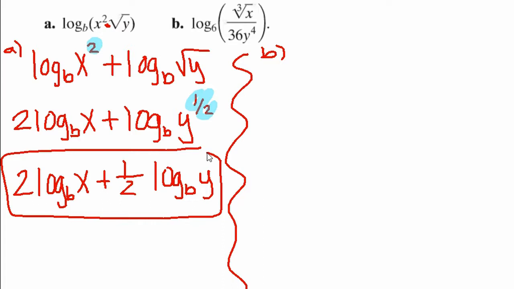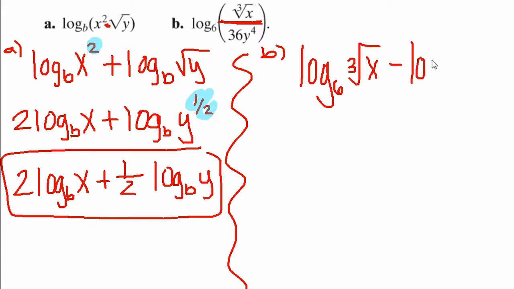All right, so on the next one, first thing I notice is this division. So I'm going to get rid of that division. So I have log base 6 this time of the cubed root of x minus log base 6 of 36y to the 4th.